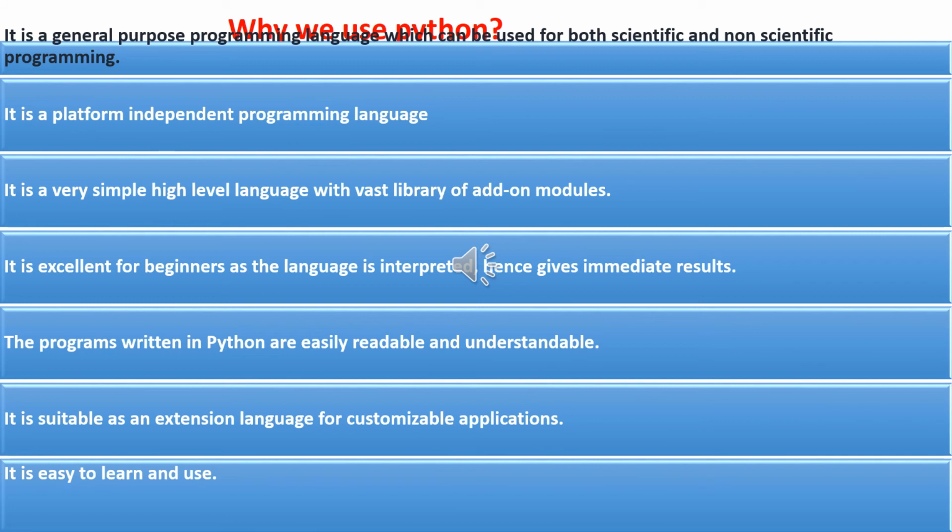Next point, we use Python because it is suitable as an extension language for customized applications. It means we can combine the modules of Python with C, C++ and Java. And it is easy to learn and use. The most important point is that Python is free. It is freely available on the internet. We will give you a link and you can download Python from there freely. There is no cost.